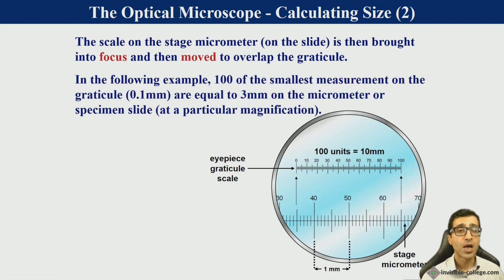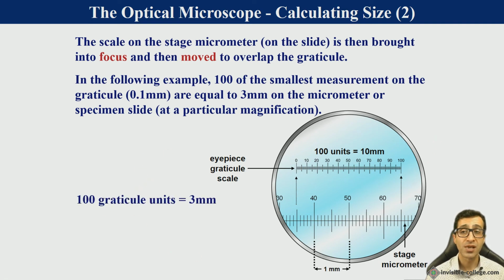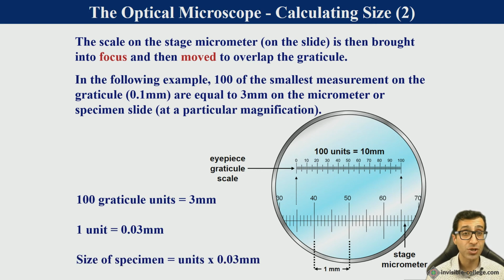Now, in the following example, 100 of the smallest measurements on the graticule, corresponding to 0.1 millimeters, are equal to 3 millimeters on the micrometer or specimen slide at a particular magnification. So in this particular example, 100 graticule units is equivalent to 3 millimeters. Now what this means is that one graticule unit is equivalent to 0.03 millimeters, and therefore the size of the specimen will be however many units the specimen measures across as viewed through the eyepiece, multiplied by 0.03 millimeters to give the size of the specimen in millimeters.